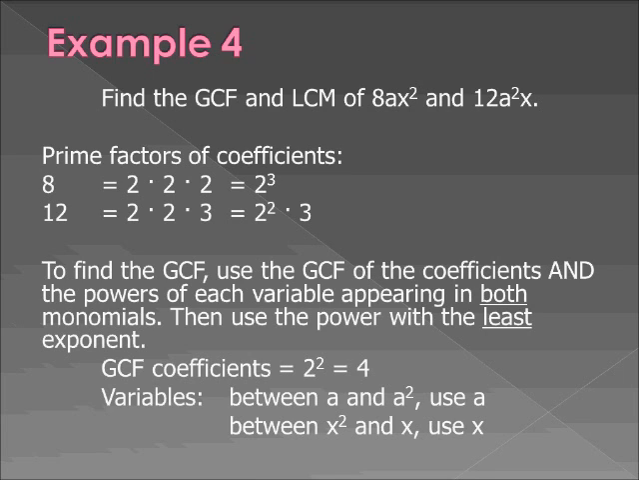Now to find the GCF of the whole thing, all you do is put the coefficient and all the variables together. So the GCF of these two monomials is 4ax. Again, all you do is find the prime factors of the coefficients, then find the GCF of those two numbers, and then for the letters, the variables, look for common variables appearing in all monomials, and then take the smallest power of each one.